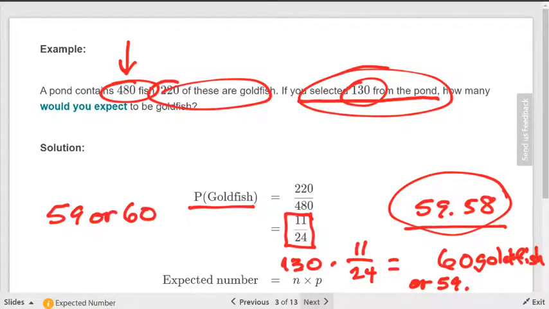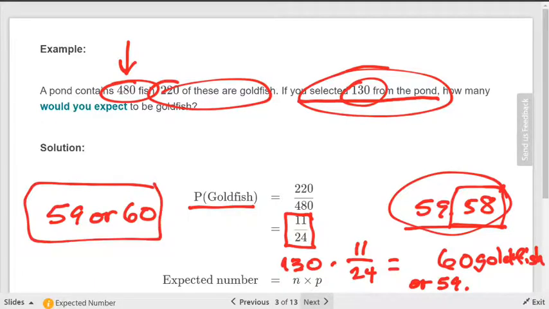Either one of those answers would be perfect. Both of them would be even better. Okay? Because really, it's more than 59. So your rounding rules would tell you to round up. So either one of these answers would be fine. Most people would probably round up to 60, but you could also round off that part of that goldfish, right?